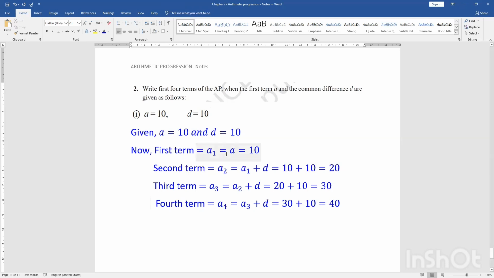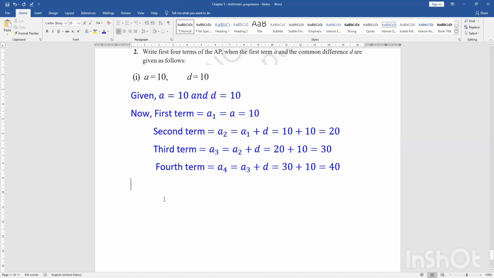So now we have the first term as A1, that is 10. The second term is obtained by adding 10 to the first term, which will give you 20. And the third term you get as 30 just by adding the common difference 10 to the second term. Similarly, to get the fourth term, you're going to add 10 to the third term. Now let's move on to the next problem.